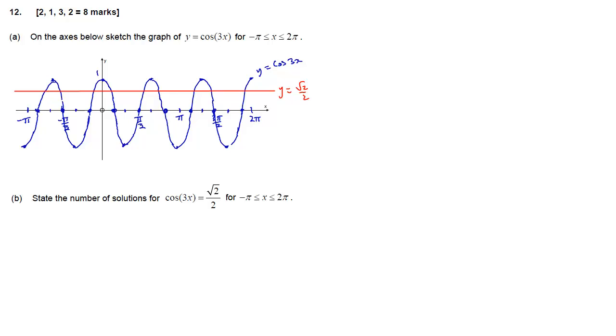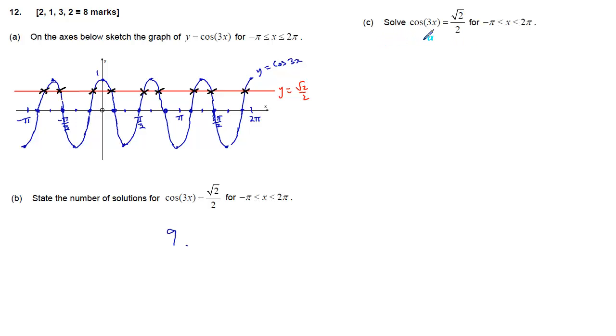And every time that they intersect, we have a solution. So 1, 2, 3, 4, 5, 6, 7, 8, 9. So we can say there's 9 solutions.